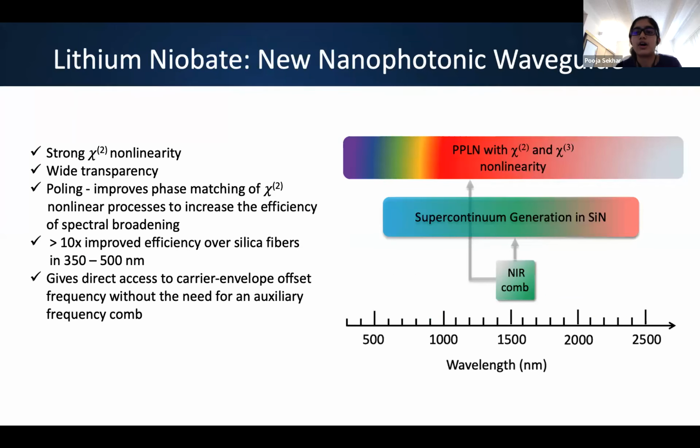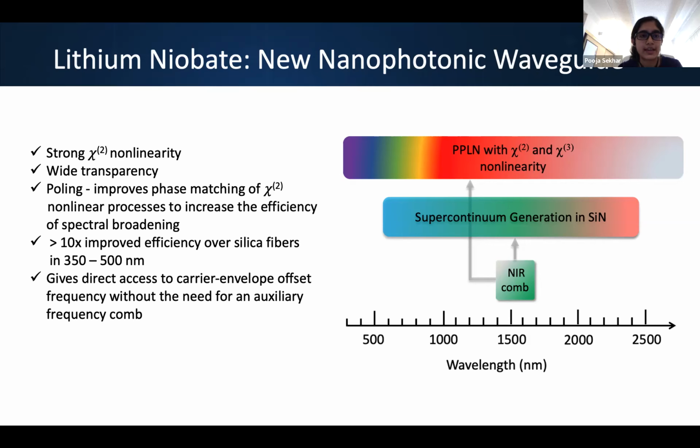To address these challenges, we explored a new nanophotonic waveguide material called lithium niobate. The main advantage of this material is a very strong second-order nonlinearity, in addition to the third-order nonlinearity which is present in silicon nitride waveguides. Also, it has a wide transparency range from UV to about mid-IR.